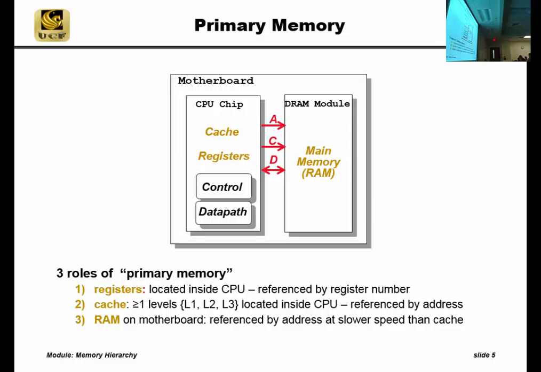So I think you guys know what registers are. Cache, we have one or more levels of cache on the chip, and we'll explain what those are. They're organized hierarchically. And we have RAM. Okay, so RAM is outside the chip. So what is the physical view of this?